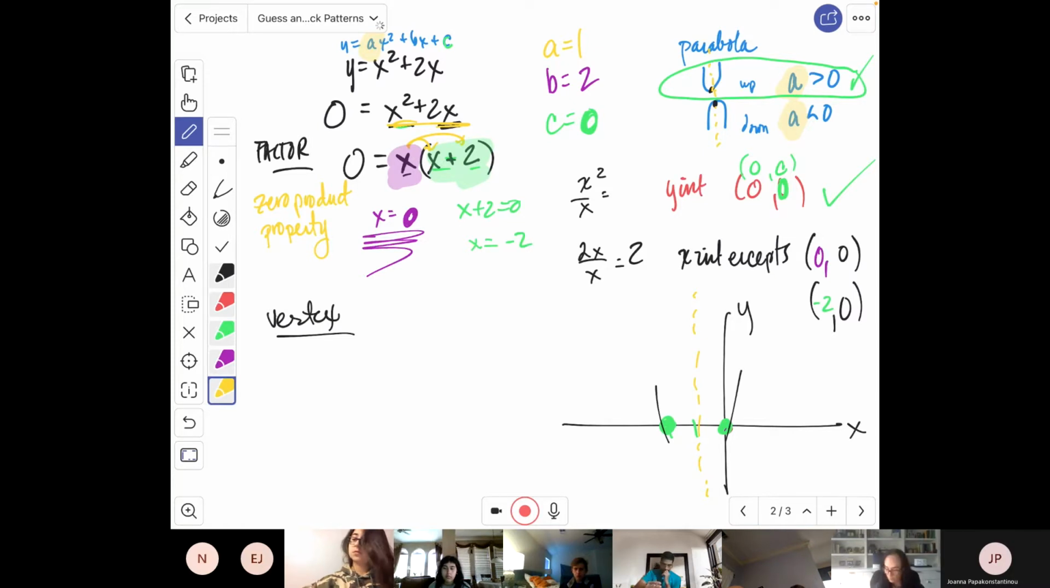Anybody have any ideas how we're going to find that vertex before I tell you? Well, you already know what x is, which is -2, so you're going to plug that into the equation. Okay, it's not -2. The axis of symmetry is in between, right? So Christopher, what would that x value be? If this is -2 and this is 0, what is this x value?